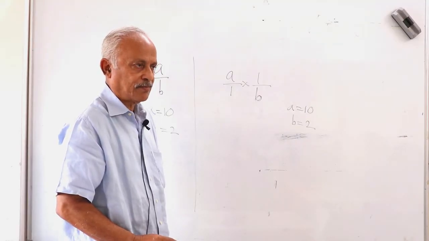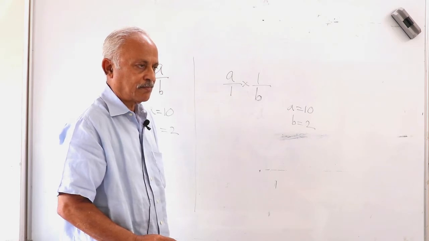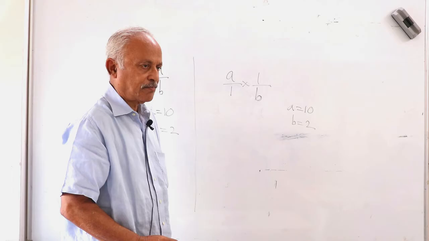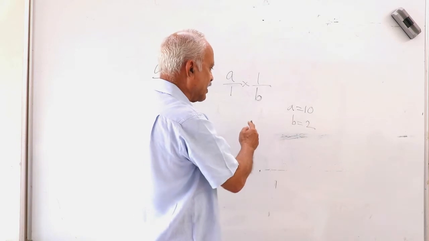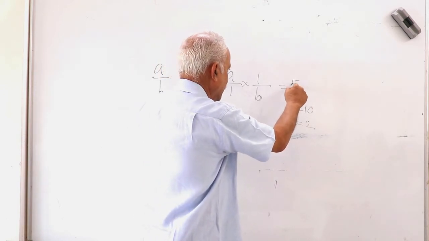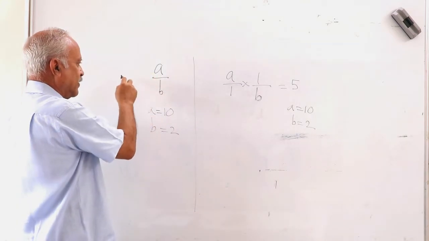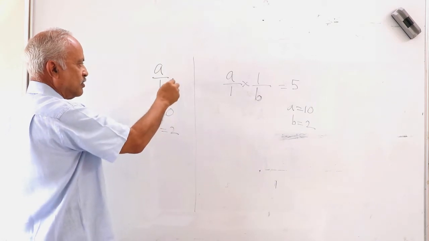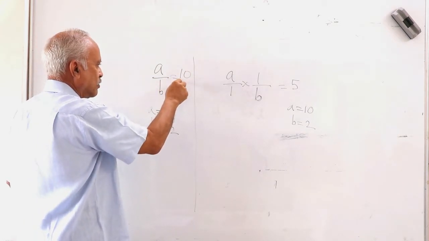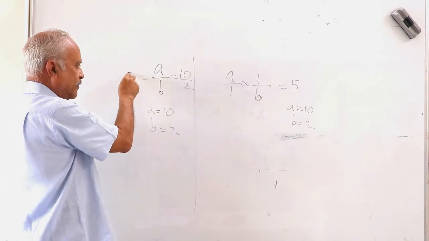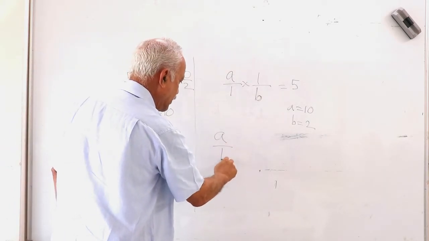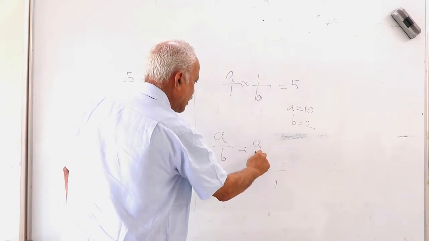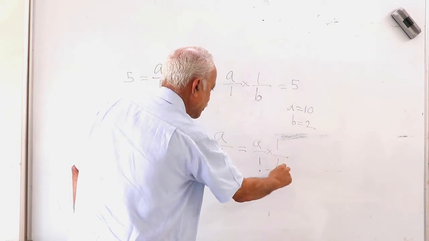What answer do you get? Five. Jnanjyoti, what answer did you get? 5. You also got 5? Okay. So if I do this on the calculator, I get the answer as 5. And here, if I take A as 10 and B as 2, I get 10 by 2, which is equal to 5. So what we see is that A upon B is the same as A upon 1 into 1 upon B.